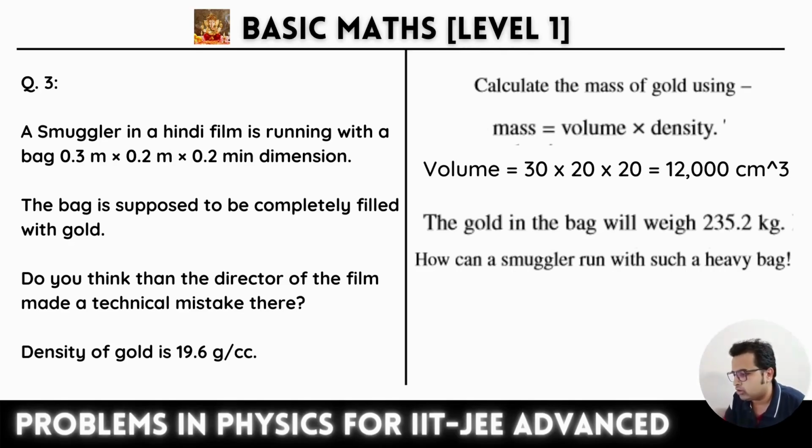Now we have the volume, we know the density, so we calculated the mass, volume into density, so it was 235.2 kg. So from the observation, we can say that the mass is huge, because 235 kg, even weightlifters struggle to carry such a mass. So how can a gold smuggler? So definitely there is a technical glitch made by the director of the movie, because carrying such a mass is infeasible. Okay. I hope you got the main observation.